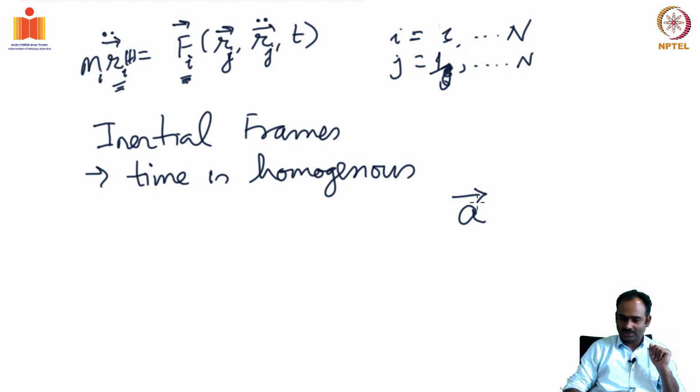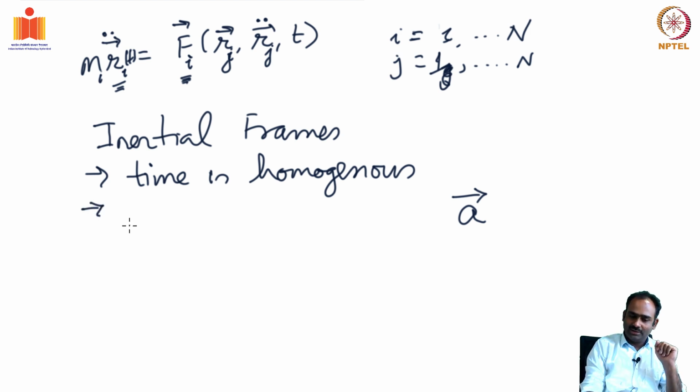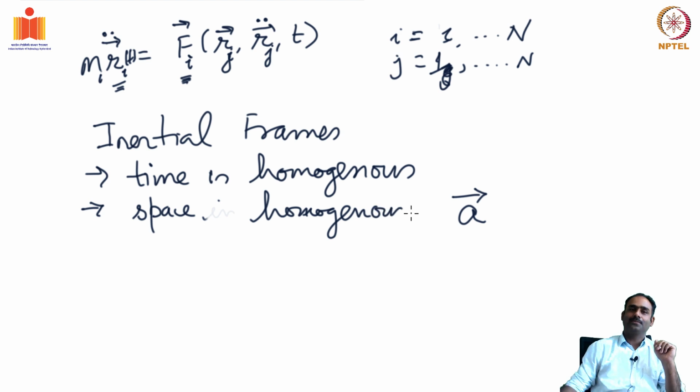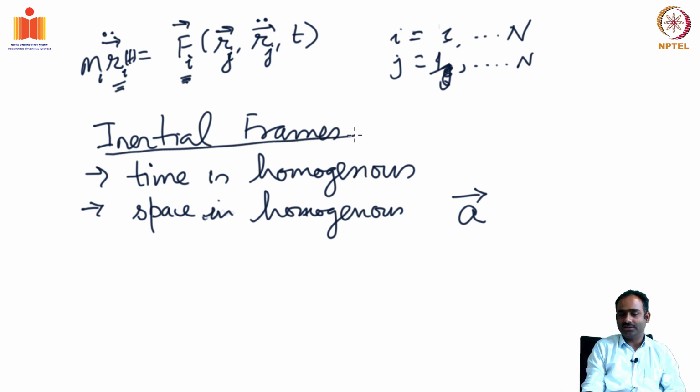You do the experiment wherever you wish to, and this is more formally said as follows: space is homogeneous. All locations are equivalent. That's what this sophisticated sounding sentence means. And that's the property of a special kind of frame which we call inertial frames.